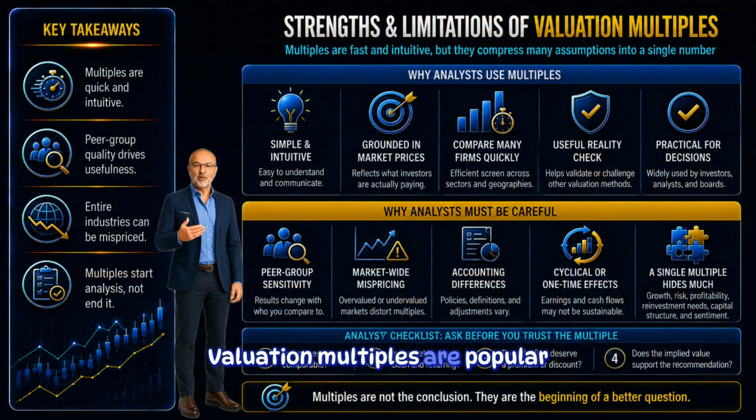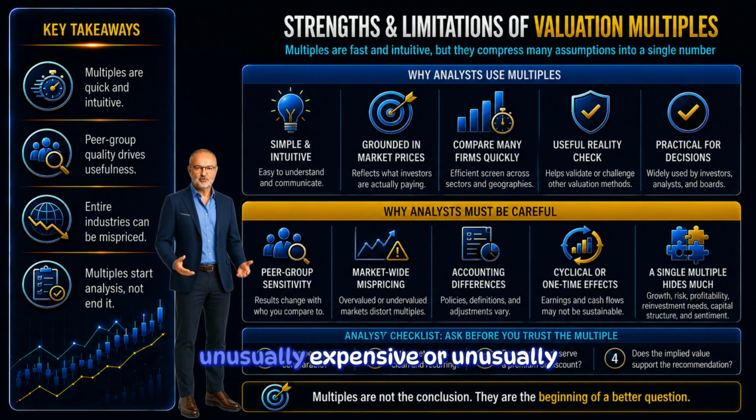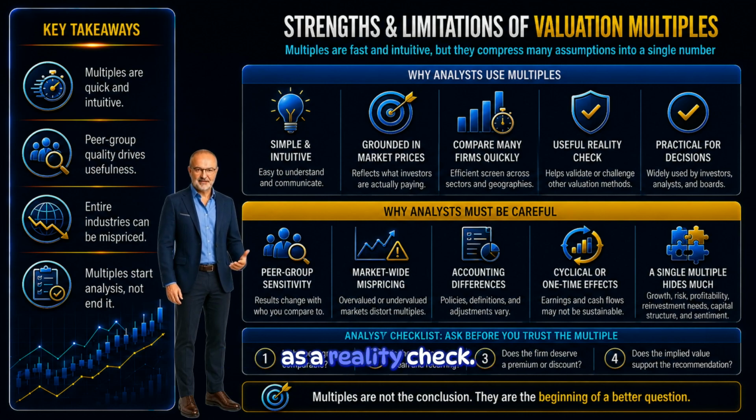Valuation multiples are popular for good reasons. They are simple, intuitive, easy to communicate, and grounded in observable market prices. They help analysts compare many companies quickly. They can also reveal when a stock appears unusually expensive or unusually inexpensive relative to peers. Multiples are also useful as a reality check. If an intrinsic valuation model suggests a very different value from what comparable firms imply, the analyst should investigate the reason. But multiples also have serious limitations.